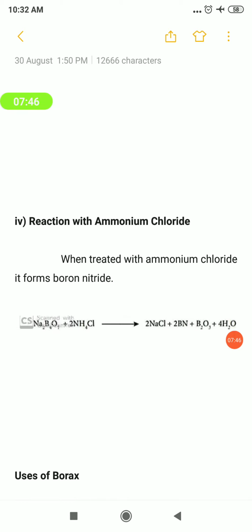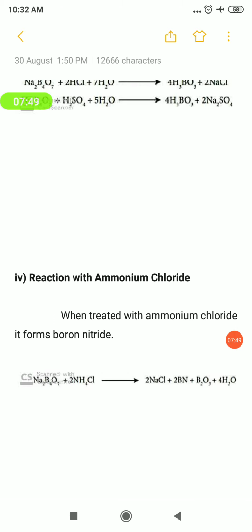Then the fourth one is reaction with ammonium chloride. What's the formula for ammonium chloride? Ammonium NH4, chloride Cl. So the formula will be NH4Cl. Borax formula we know Na2B4O7. So how can we design this equation? Na2B4O7 plus NH4Cl gives, here the main product is boron nitride, BN, which is very important. Okay? So NaCl plus boron nitride plus boron trioxide plus water molecule. In one word it can be asked: the product formed by the reaction of borax with ammonium chloride is dash. What's the product? Boron nitride is the product.